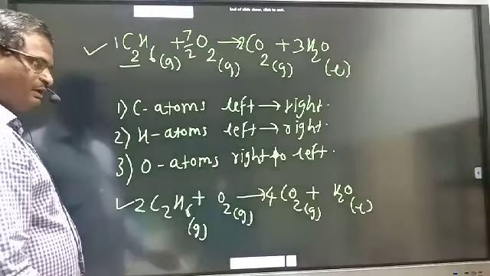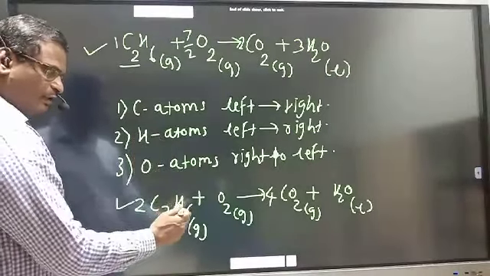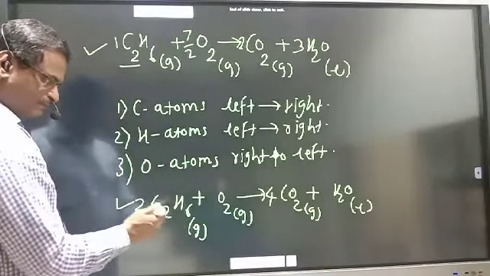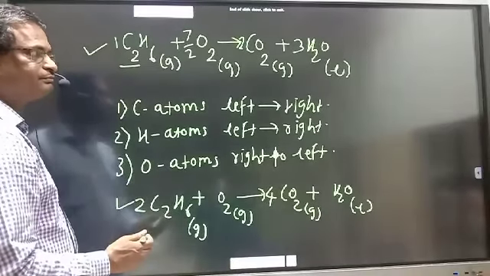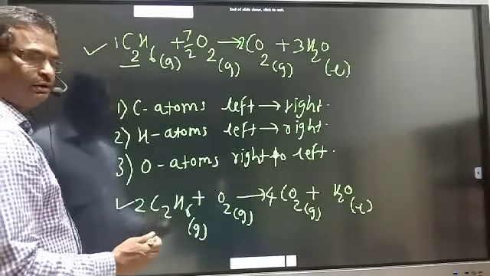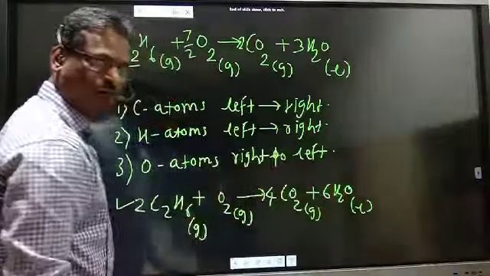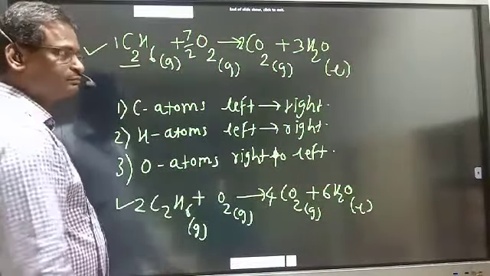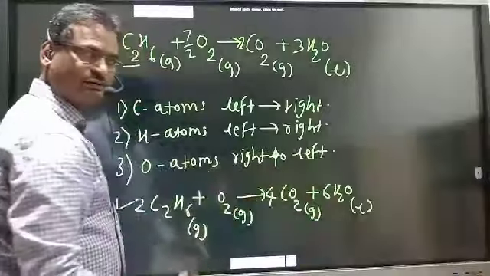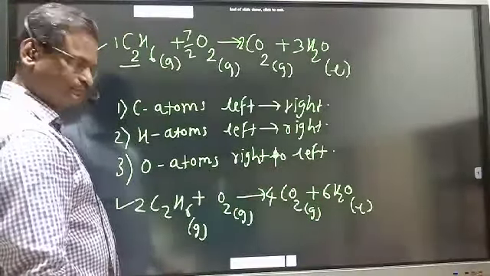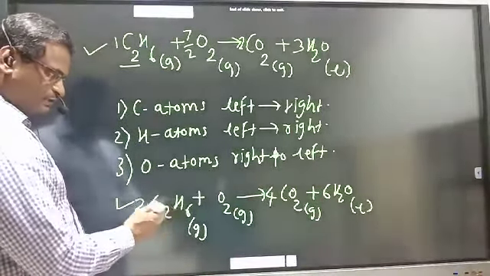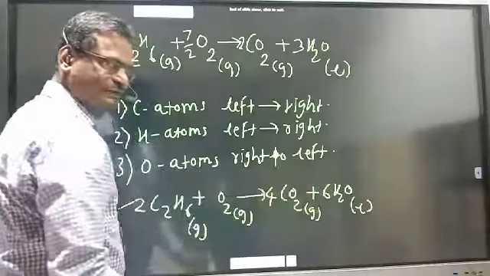Then hydrogen atoms, again from left to right. How many hydrogens? 6 to the 12. Here it is 2, so multiplied by 6. 6 to the 12. 3 becomes, naturally it becomes 6. Here hydrogen 12, so this is multiplied by 6.